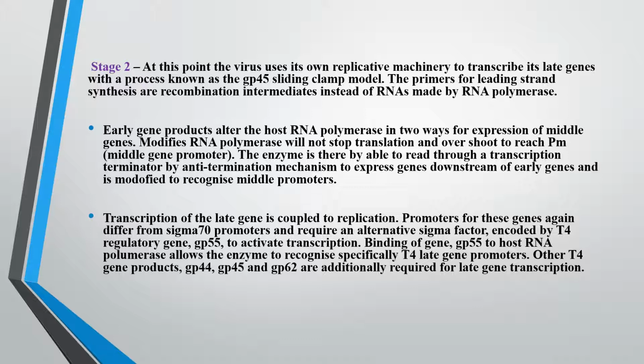During this, early gene products alter the host RNA polymerase in two ways for expression of middle genes. It modifies the RNA polymerase, and then translation occurs. The enzyme is thereby able to read through a transcription terminator by an anti-termination mechanism. This was for middle genes. For late genes, transcription is coupled to replication. Promoters for these genes again differ from sigma 70 promoters and require an alternative sigma factor which is encoded by a T4 regulatory gene.